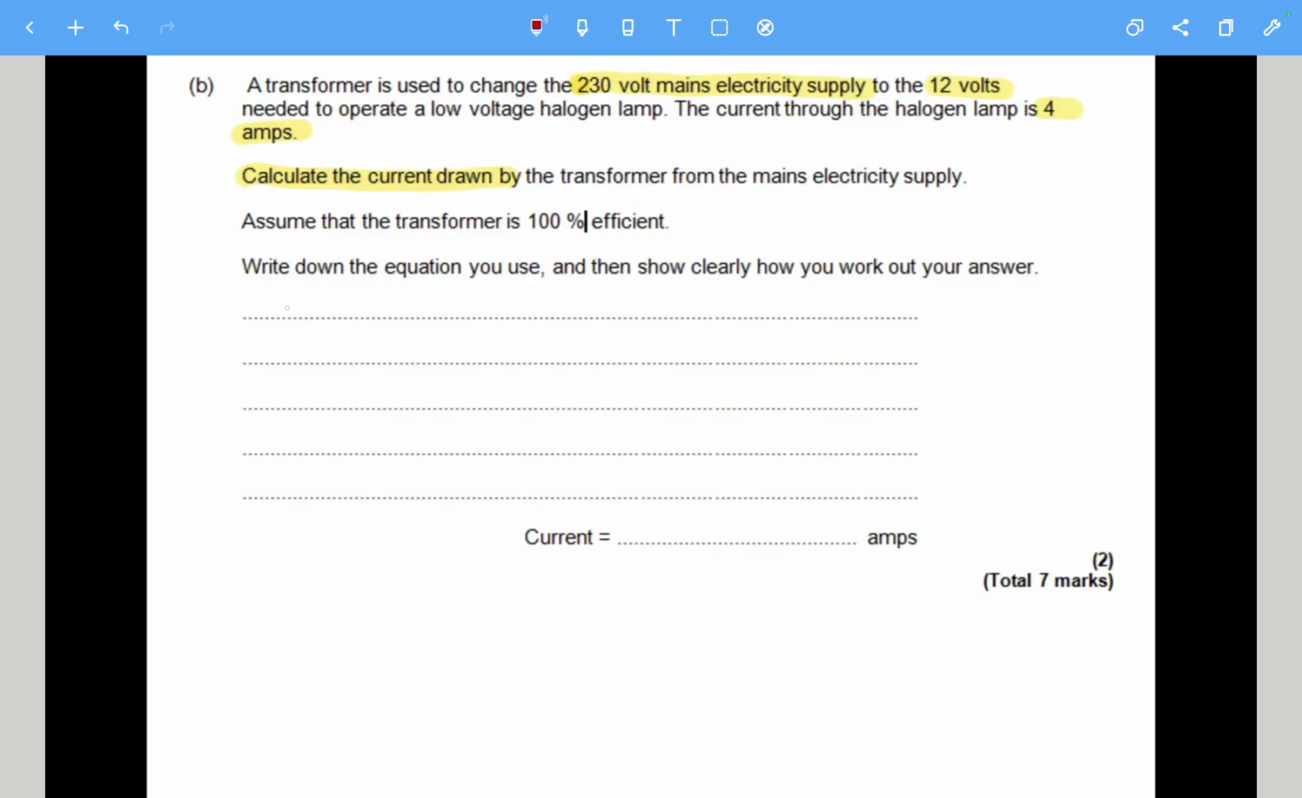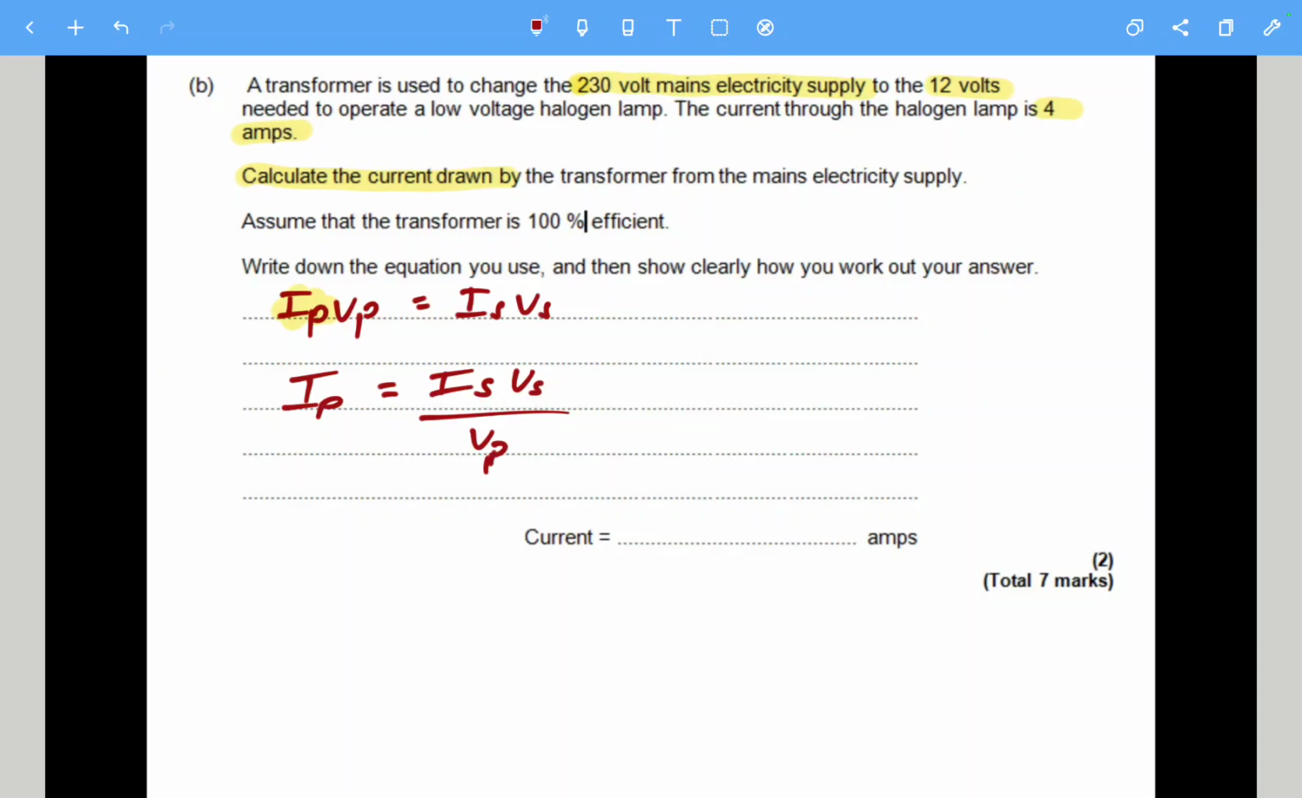Right, let's have a look. Current primary times voltage primary is equal to current on the secondary times voltage on the secondary. So current drawn by the transformer from the main supply, we're looking for IP. So current primary, do this one a slightly different way. It's times by VP. So the opposite of timesing by VP is simply dividing by VP on the other side. So it's current secondary, voltage secondary divided by voltage primary.